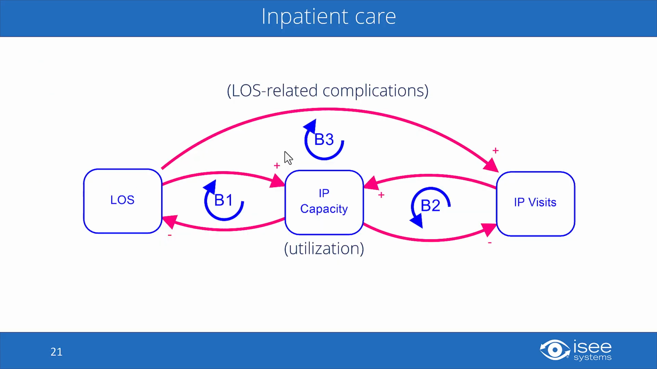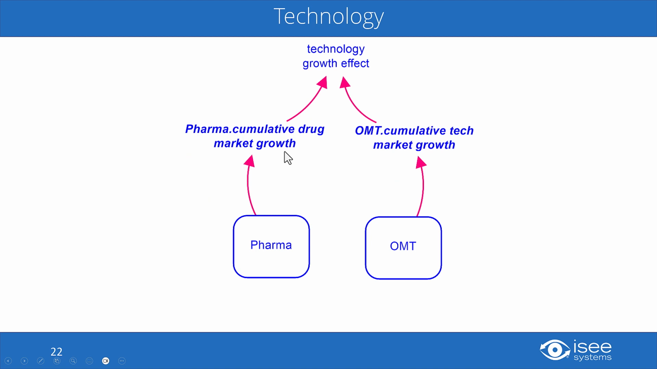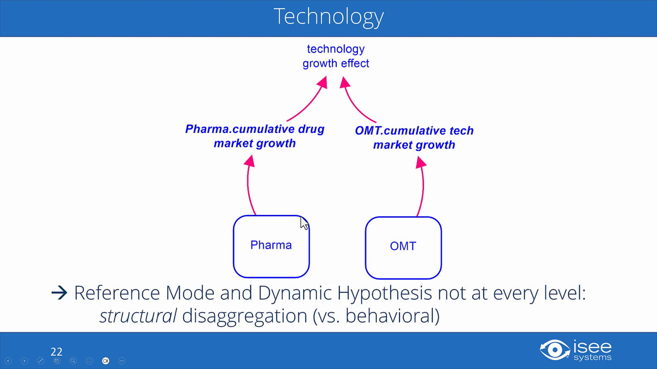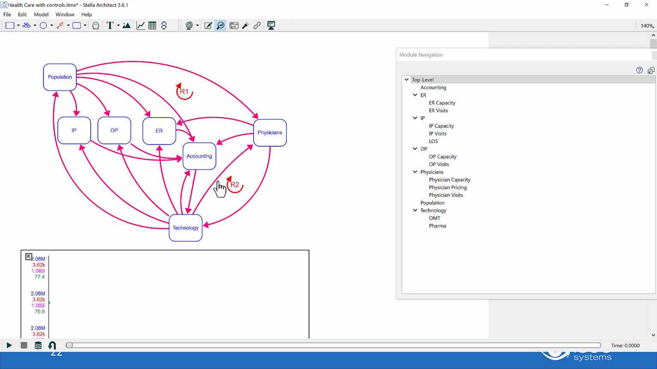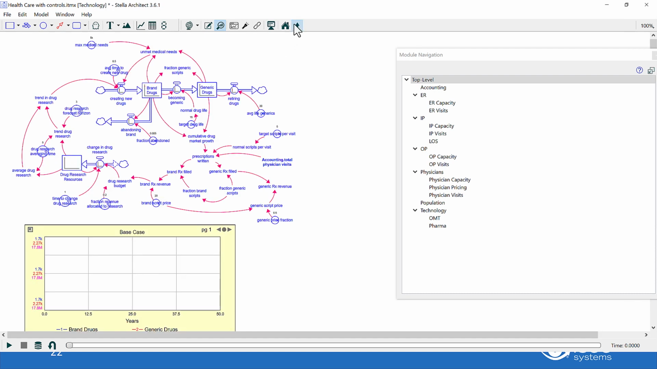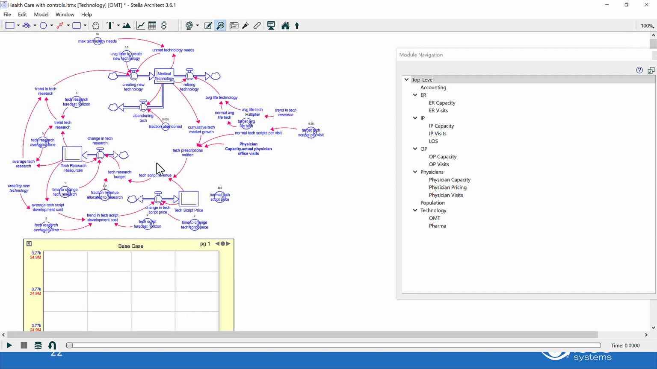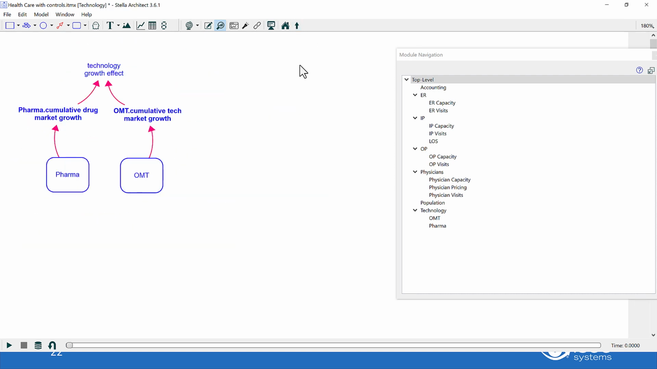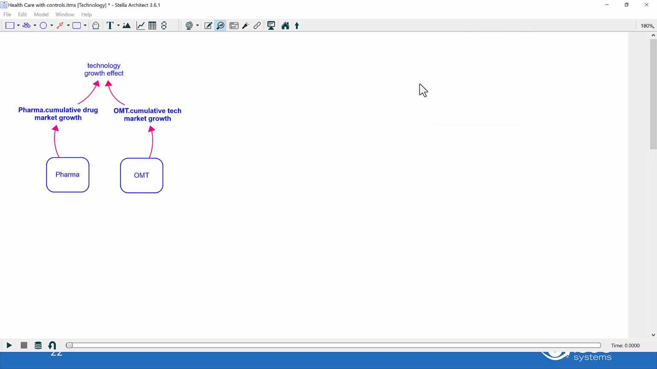Finally, let's look at one more example before we stop looking at hierarchical modules. The technology part of this does not have any dynamic hypothesis. It's just structural disaggregation, right? So we're not doing behavioral disaggregation. We want to break it up because the structure makes it easier for us to work with. So in this case, we have a fairly big piece of structure. We could have put both of those in sectors if we want, but it's easier to deal with them by putting them in modules. There are a lot of modules in here, by the way.